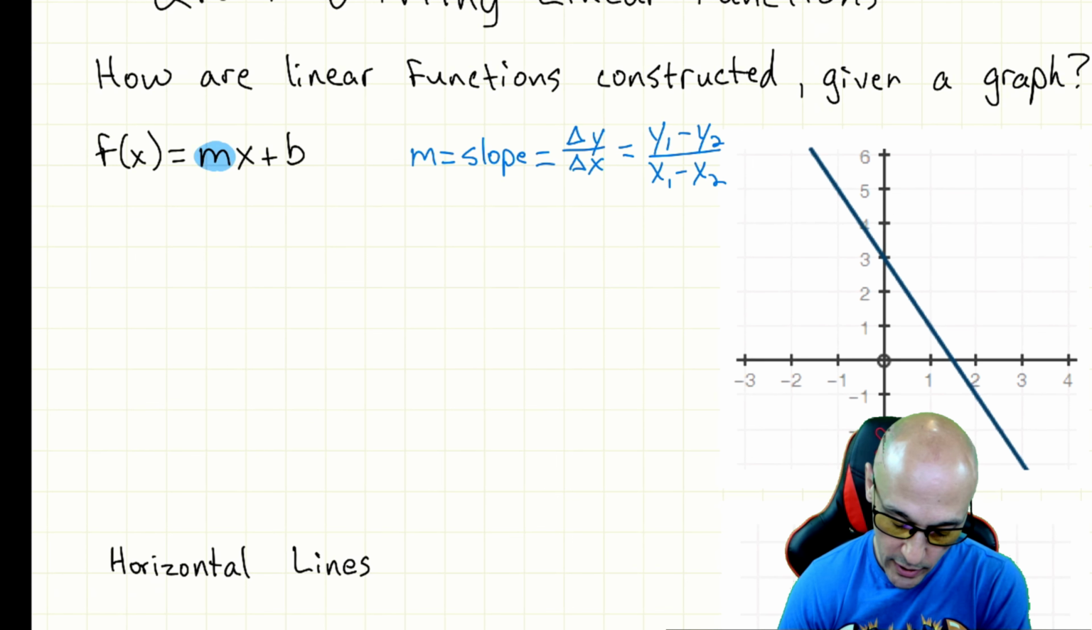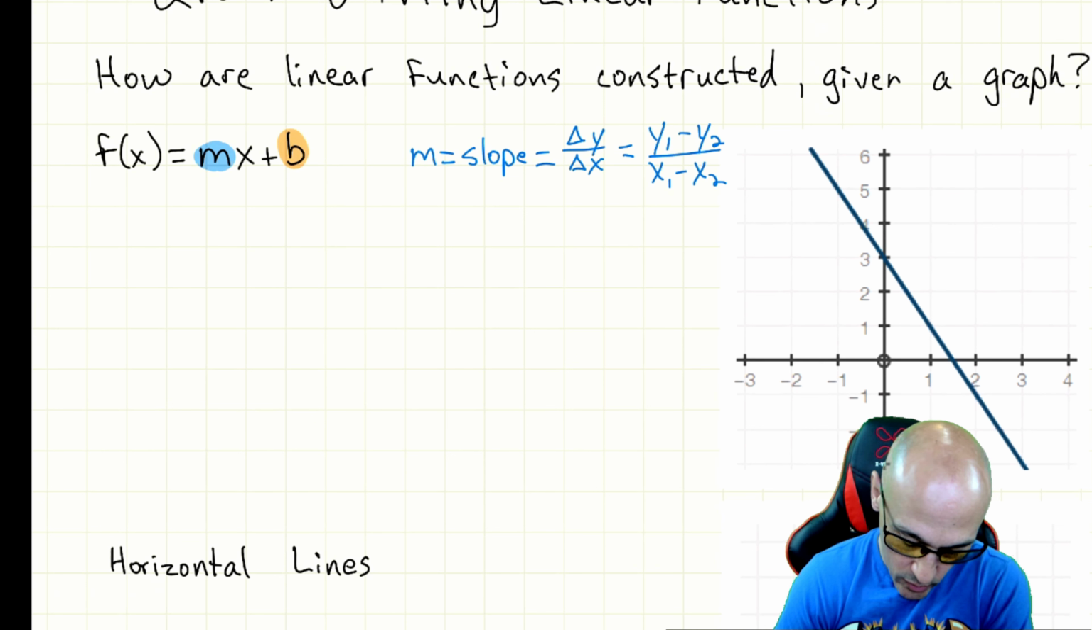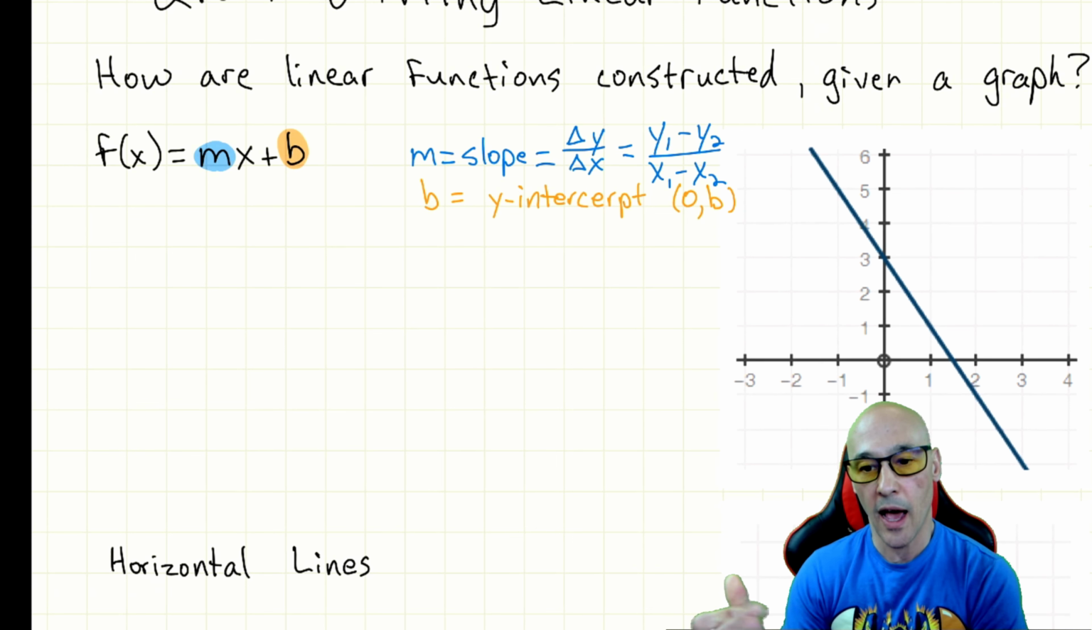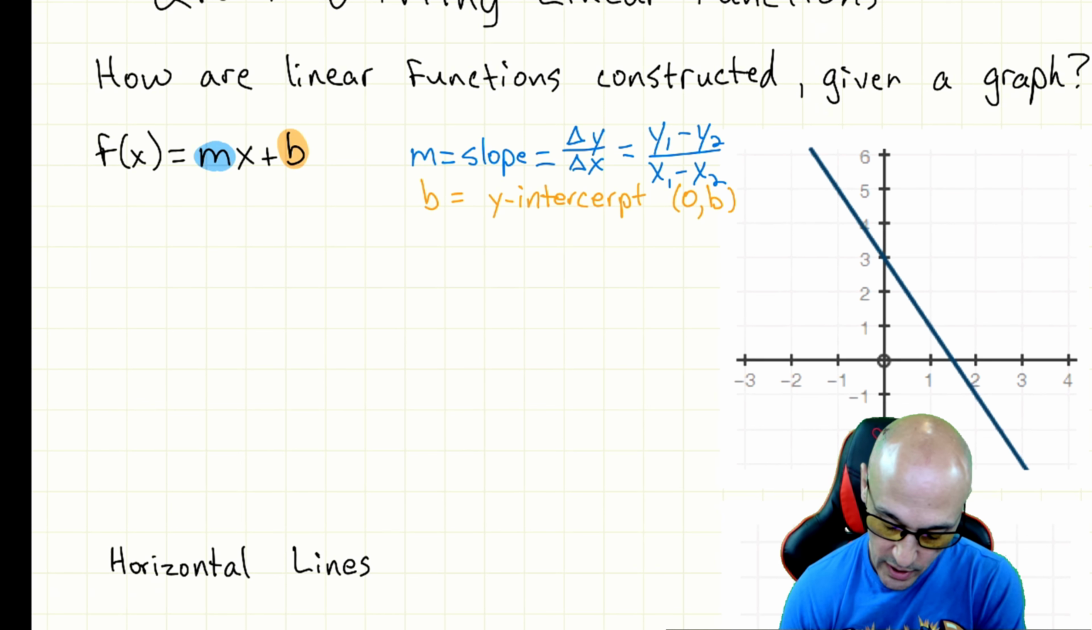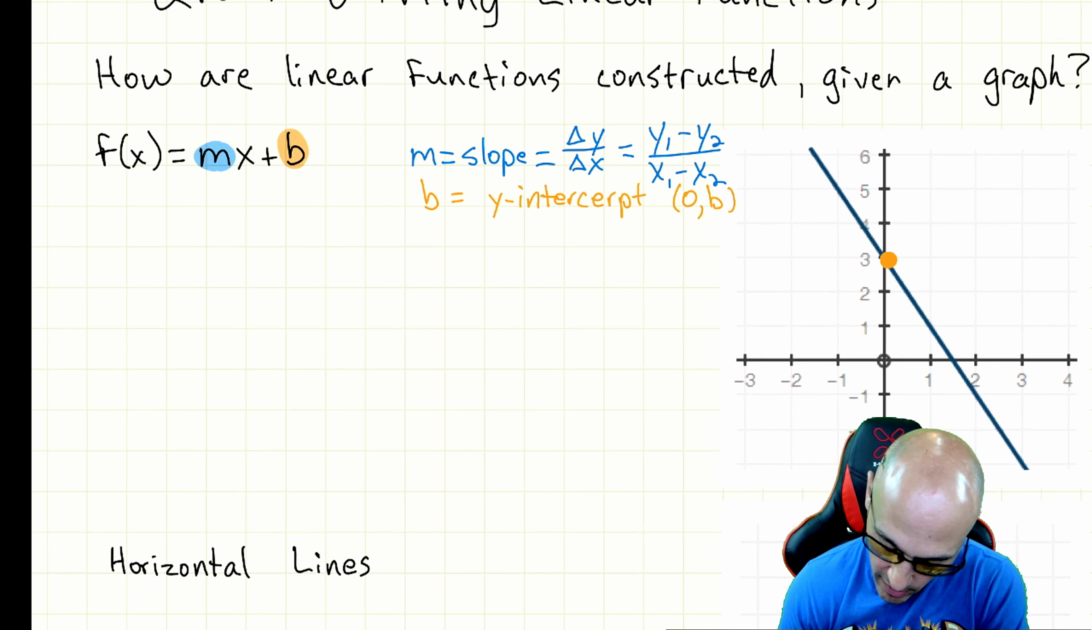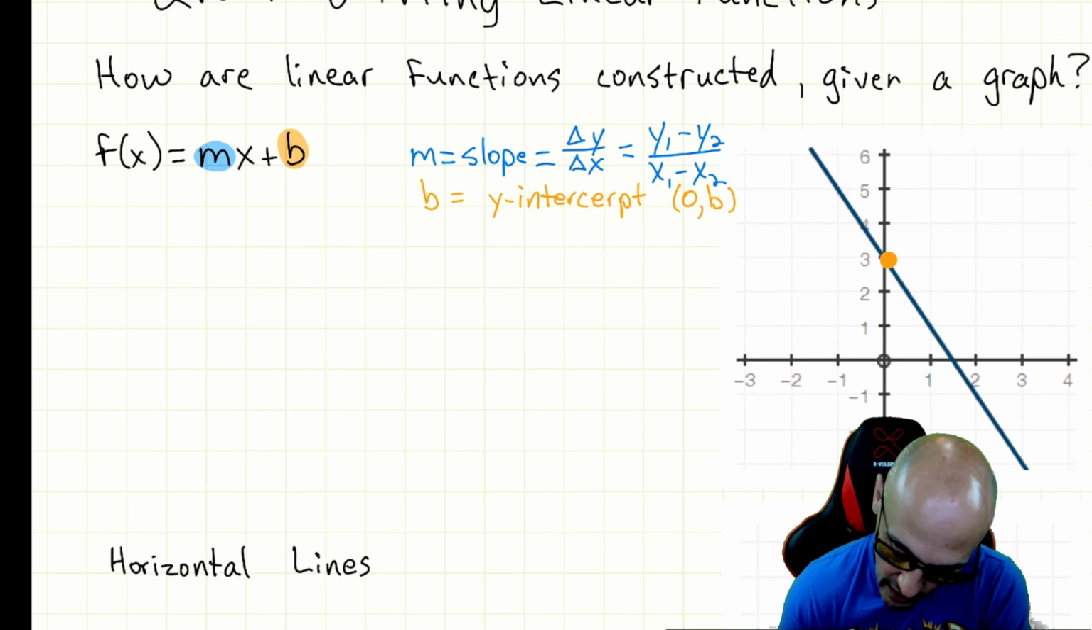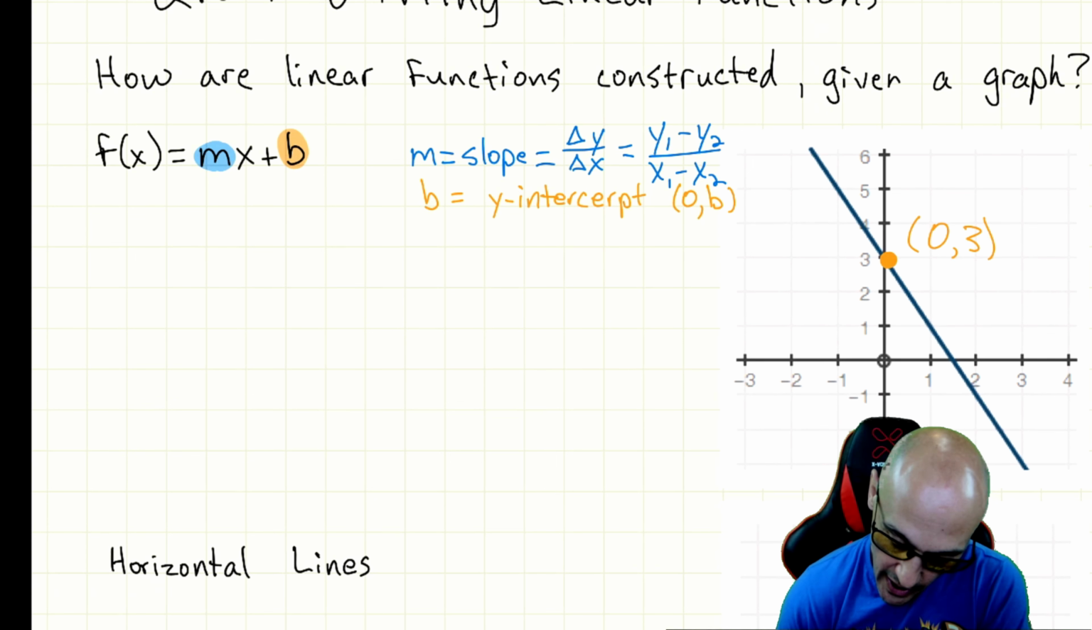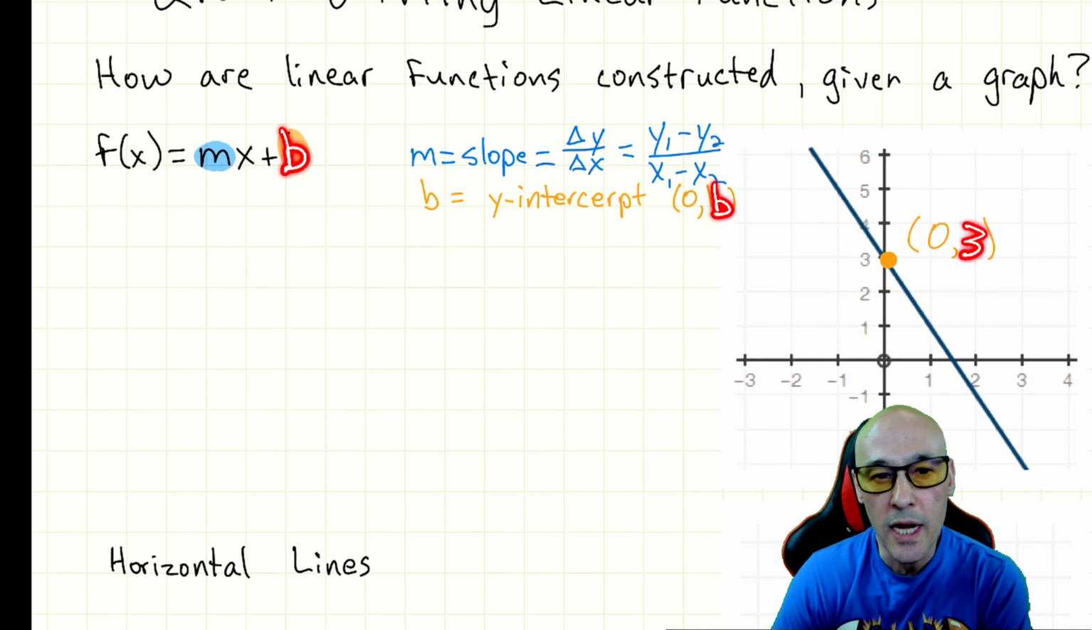The other part of our equation there is going to be our b. And our b value is the y-intercept. And the y-intercept is the point where x is 0, and it's the b value at that x equal to 0. So when I look at this graph, I can see that right here, that is the point 0, 3, and that tells me that the b value is 3.